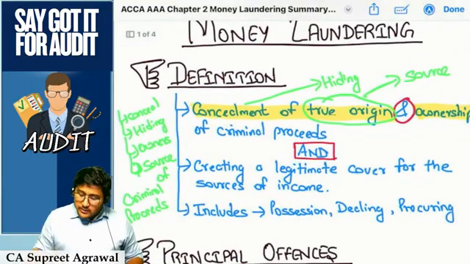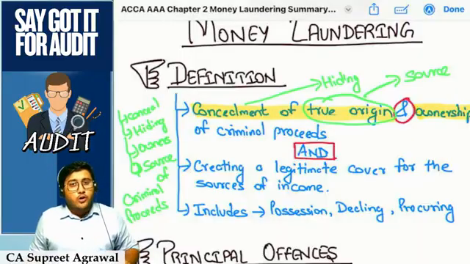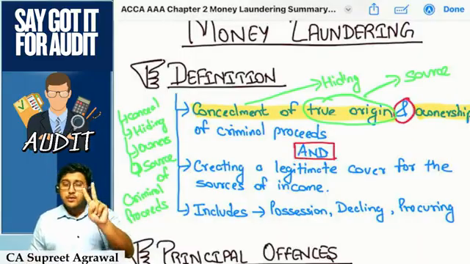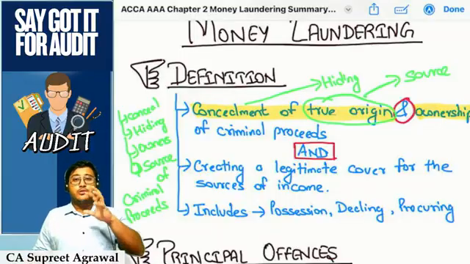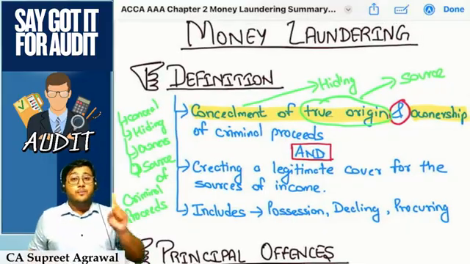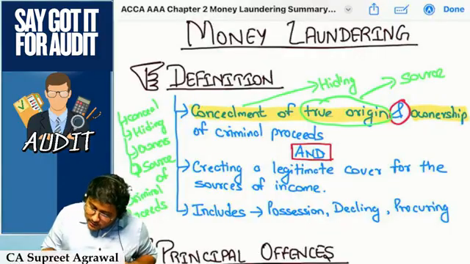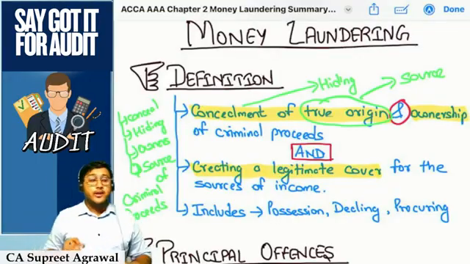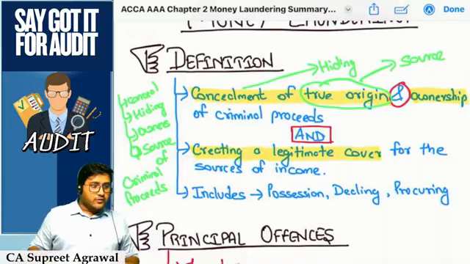And create a legitimate cover for the sources of income. That is, if you try either to conceal the true origin or to hide the ownership of criminal proceeds, not all proceeds, and you try to cover up with a legitimate cover, that is, you try to display it as legal, legitimate money, then it would be considered money laundering. So this is the definition of money laundering: concealment of true origin and ownership of criminal proceeds, and creating a legitimate cover for the sources of income.